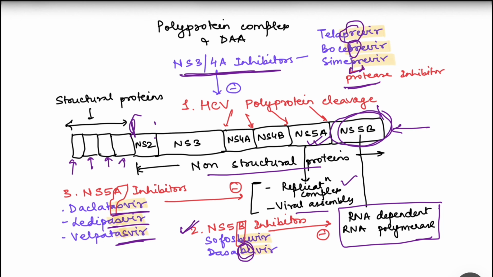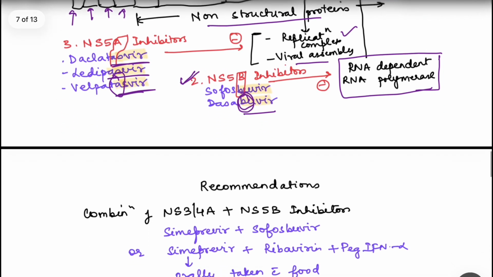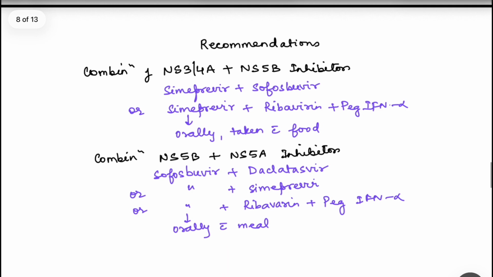So NS3/4 inhibitors are Previr, NS5B inhibitors are Buvir, and NS5A inhibitors are Asvir. So this A, Asvir, is for NS5A inhibitors. Those were the directly acting antivirals. Now we have some recommendations for the use of these directly acting antivirals.